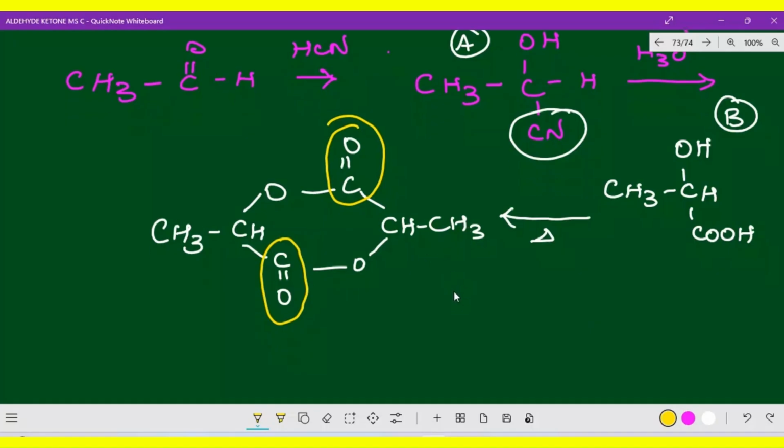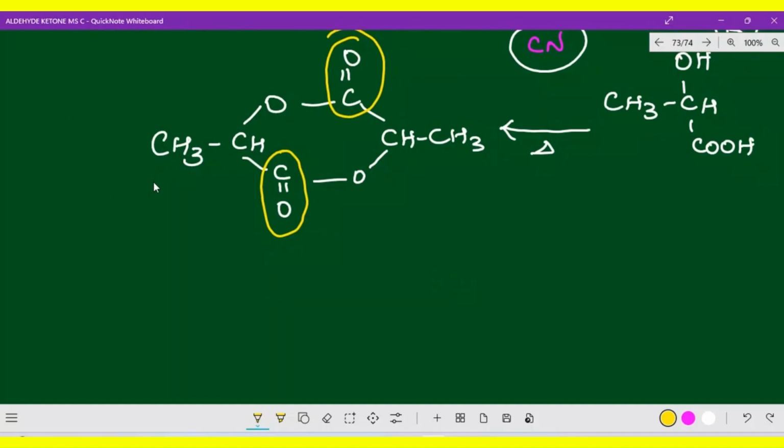Now the next point: this is going to react with lithium aluminum hydride. Lithium aluminum hydride is a strong reducing agent. In that last question also I mentioned lithium aluminum hydride. What happened? The C double bond O is converted to OH. So two molecules, these both combine.